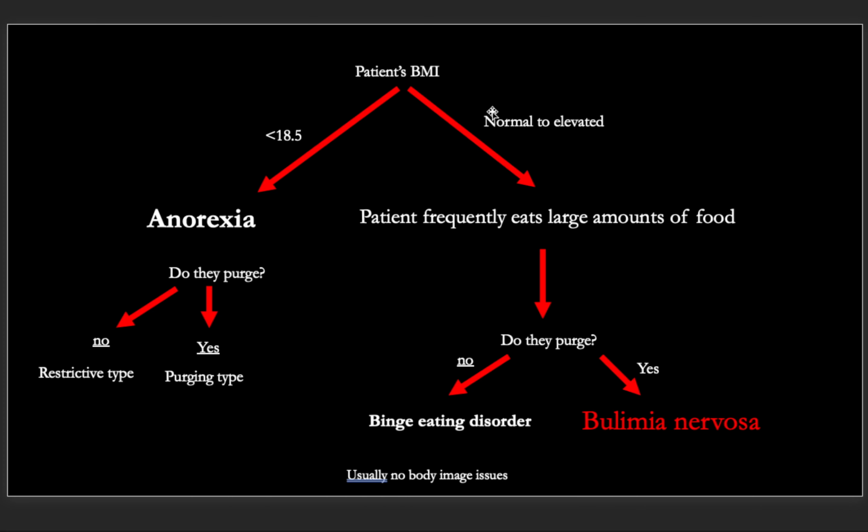Now, if they are having an elevated BMI and they frequently binge, we need to figure out if they also purge. If they binge and they purge, then we're diagnosing bulimia, which is what we're talking about today. This should be differentiated from binge eating disorder, which presents a little differently. The key with binge eating disorder is the person doesn't think there's anything wrong with their body.